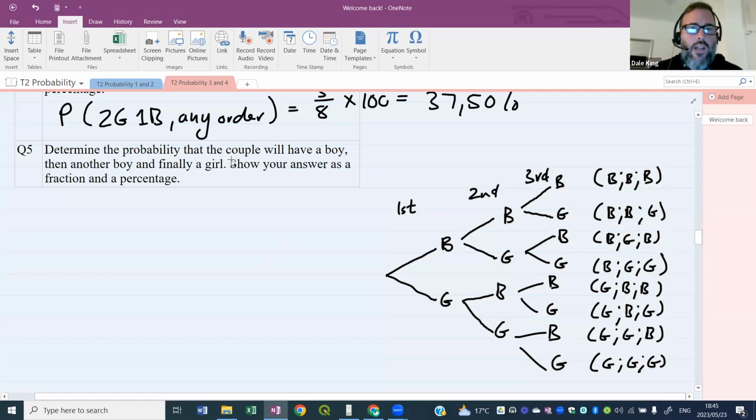Determine the probability that the couple will have a boy, then another boy, and finally a girl. Show your answer as a fraction and a percentage. Who'd like to try this one? Anybody?